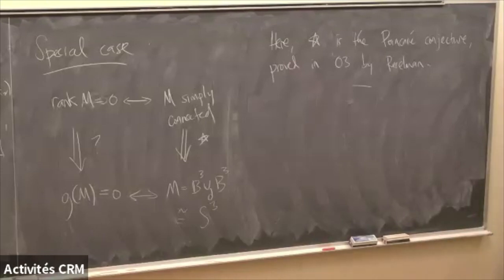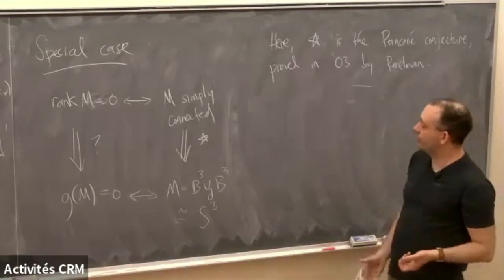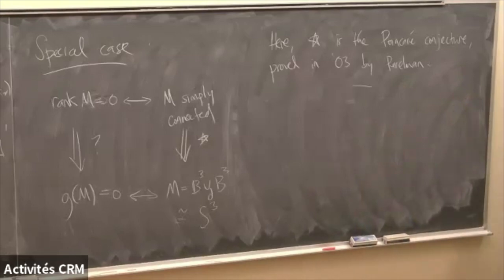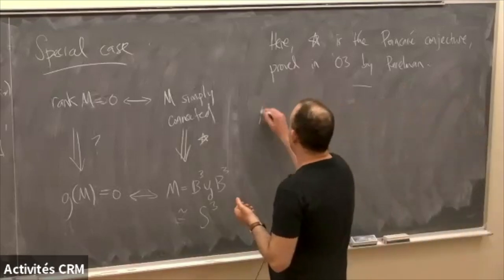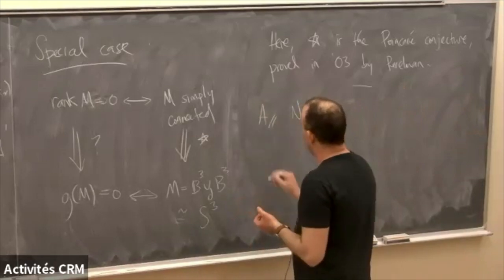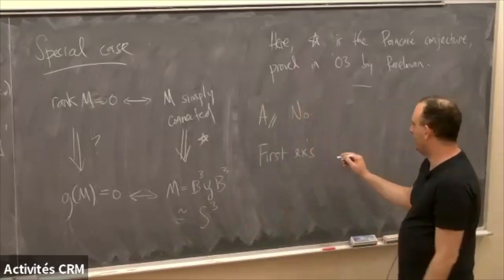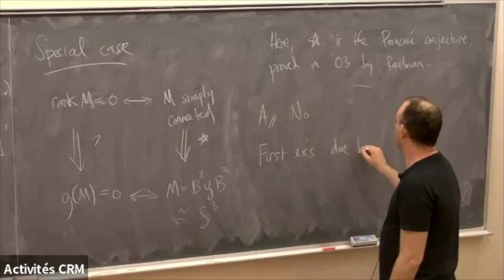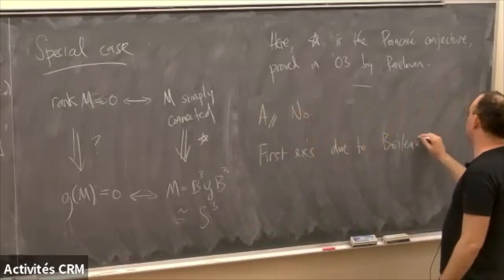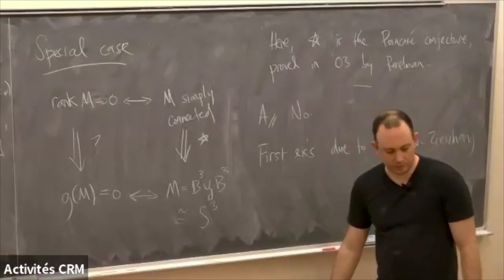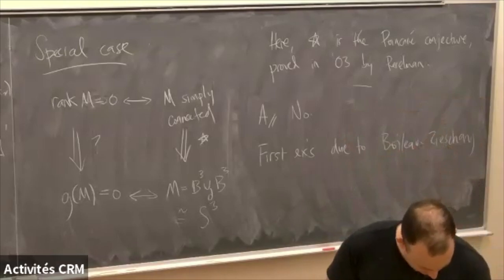But now we know that the Poincare conjecture is true. So now we can ask whether the rank versus genus question is true in general. And it turns out the answer is no. So the answer to the question is no. The first examples were due to Boileau and Zieschang in 1984.